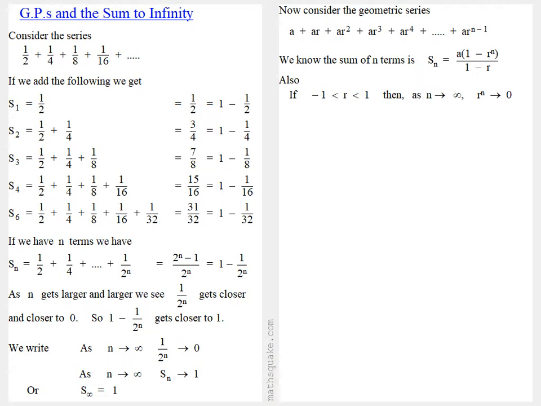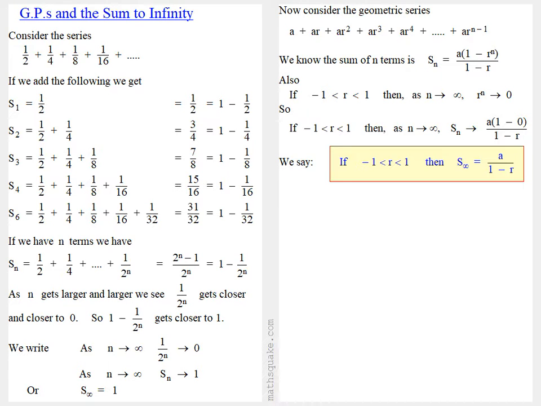And also, if r lies between minus 1 and 1, then as n tends to infinity, r to the n tends to 0. So, as long as r lies between minus 1 and 1, as n tends to infinity, Sn tends to a times 1 minus 0 over 1 minus r, or Sn tends to a over 1 minus r. So we say, if r lies between minus 1 and 1, then the sum to infinity of all the terms is equal to a over 1 minus r.